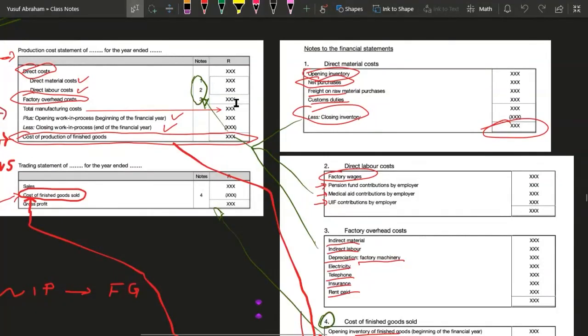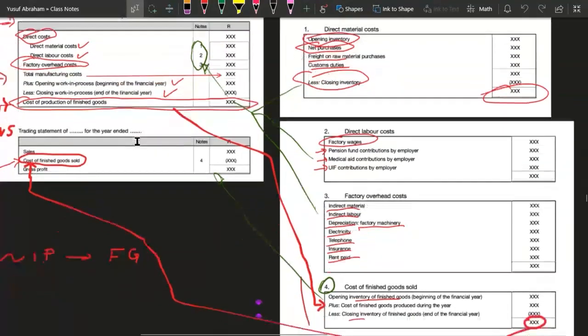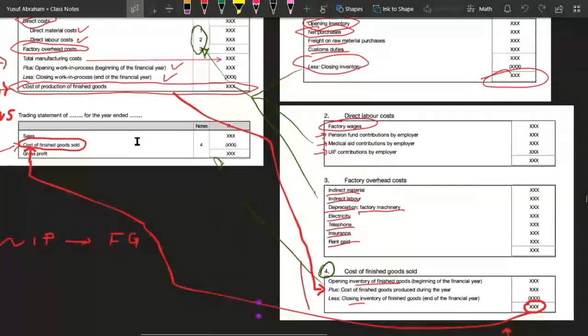You need to check what is the opening balance for the work in process at the beginning of the financial year? And you need to minus afterwards the closing work in process at the end of the financial year. This will provide you the cost of production of finished goods. Does that make sense?